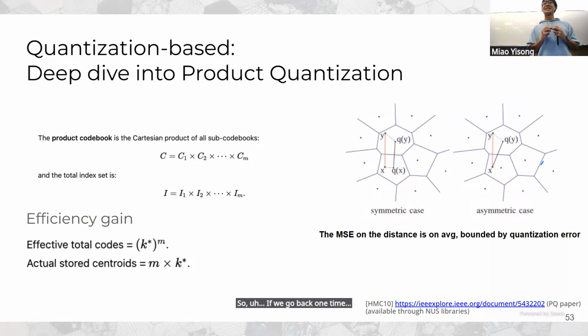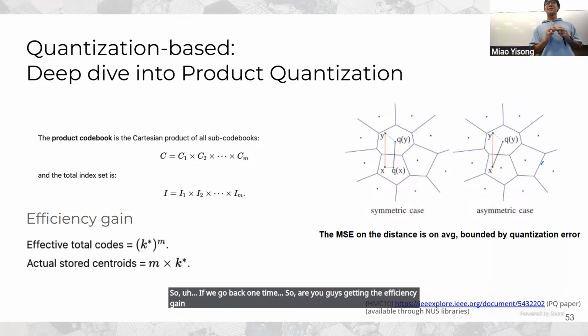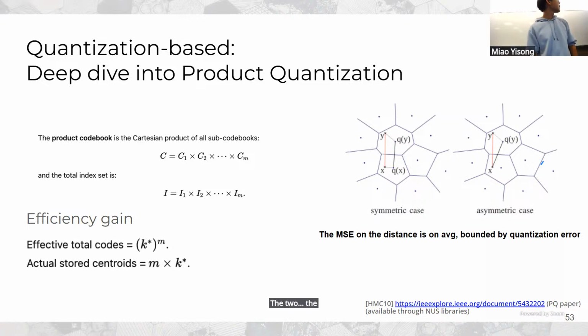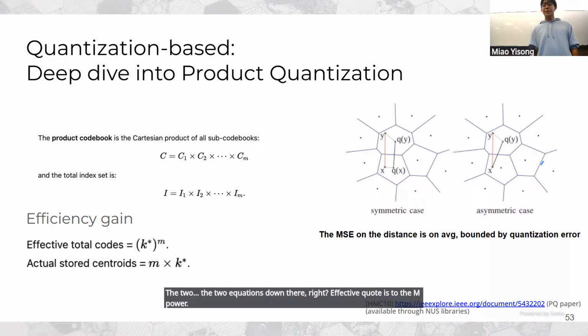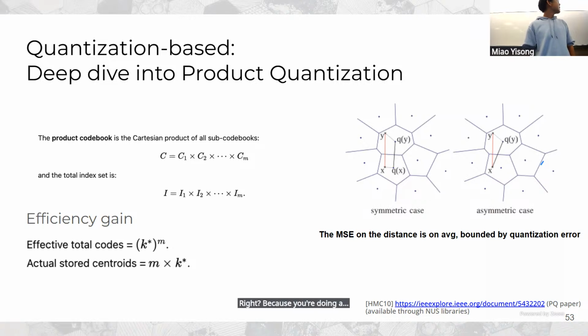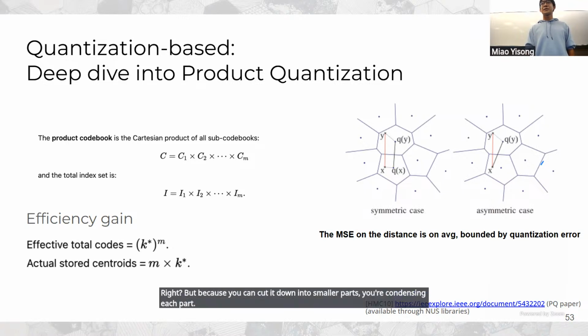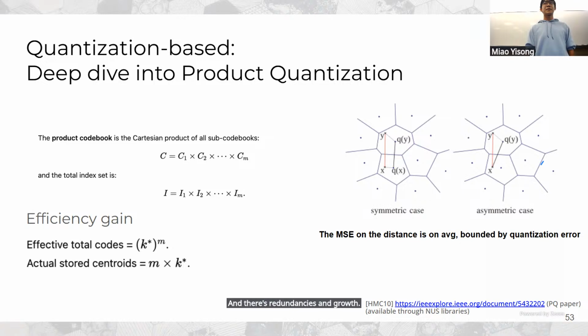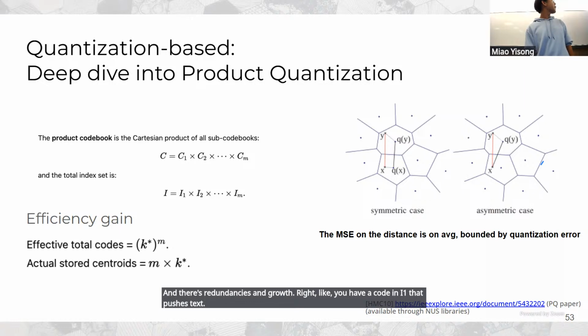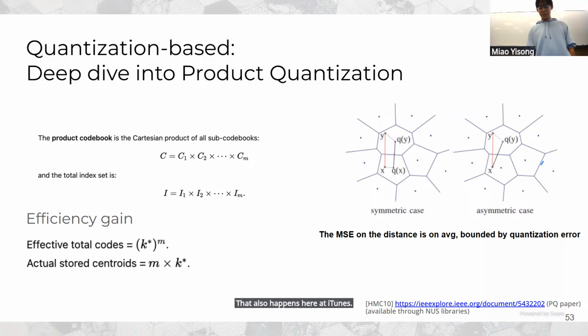Are you getting the efficiency gain that Hongyi is describing here? The two equations down there: the effective total codes is to the m power, because you're taking the product at the top. But because you cut it into smaller parts and quantize each part, there are redundancies in the code. Like you have a code in I1 in the first sub-vector, and that also happens here in I2. But because you quantize it the same way, you only have to store the copy once.